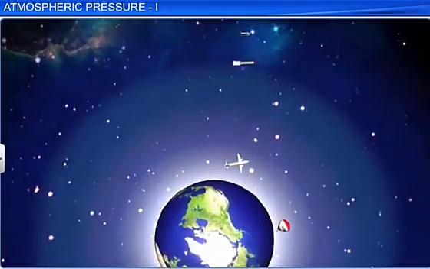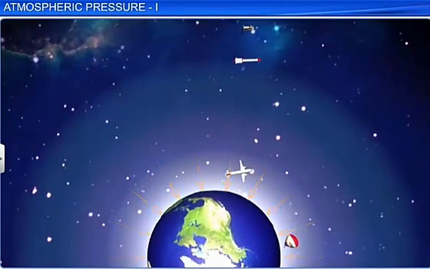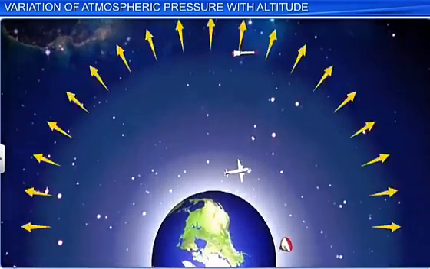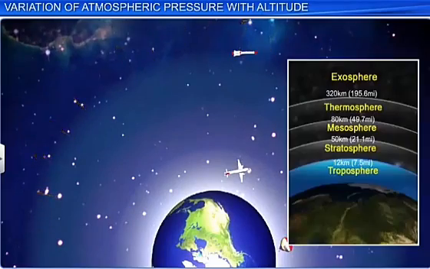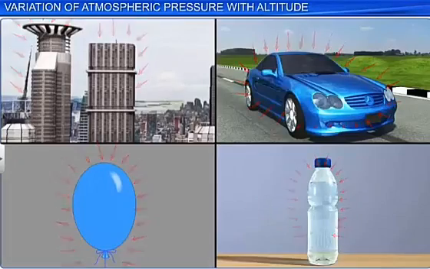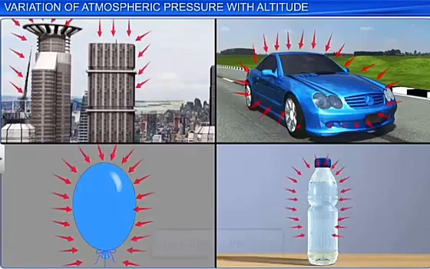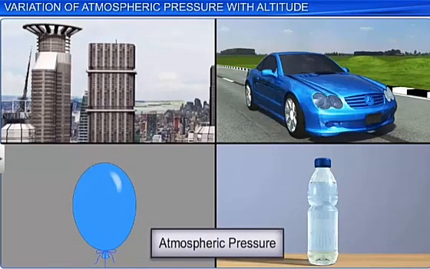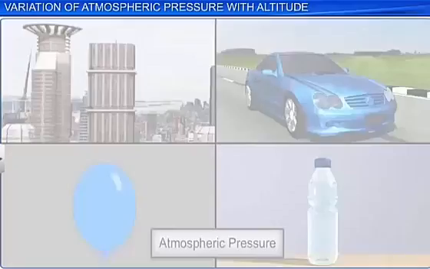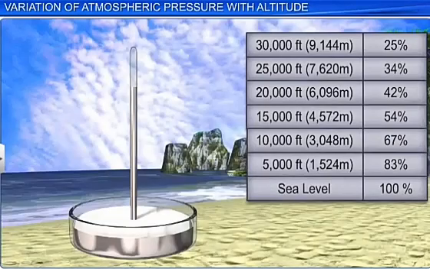This brings us to the end of the introductory module on atmospheric pressure. The air that extends above the Earth's surface in different layers is called the atmosphere. The pressure exerted by the atmosphere is called atmospheric pressure. Air exerts pressure as it has weight. Air pressure is the highest at the sea level.